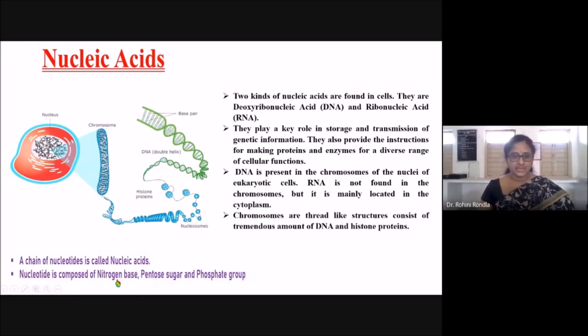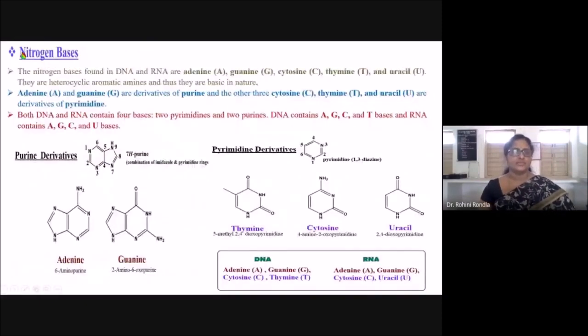Let us see this nitrogen base. Now let us look at these components. Nitrogen bases. See here, nitrogen bases. It's a component of nucleotide. There are 5 nitrogen bases in DNA and RNA. Altogether there are 5 types: adenine, guanine, cytosine, thymine, and uracil. There are 5 nitrogen bases in DNA and RNA, but each nucleic acid contains only 4 nitrogen bases. Please remember, the total number of nitrogen bases is 5: adenine, guanine, cytosine, thymine, and uracil.